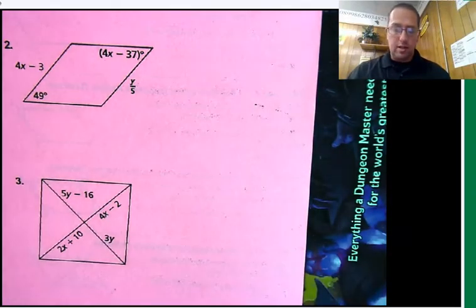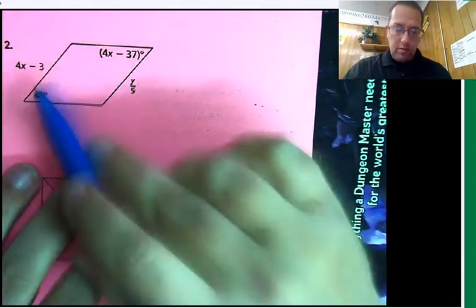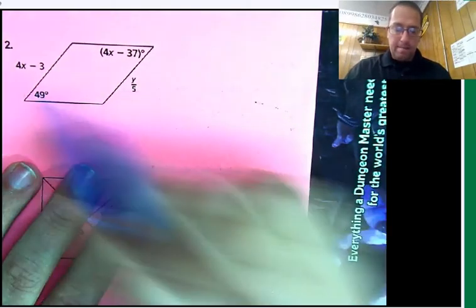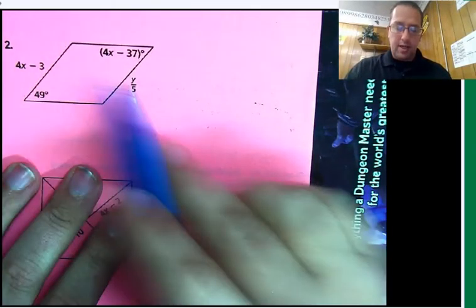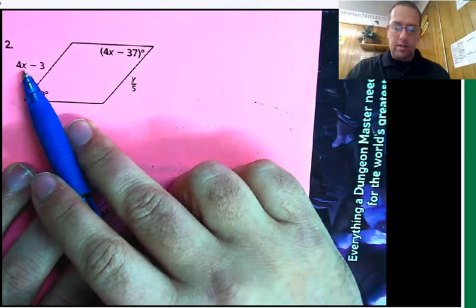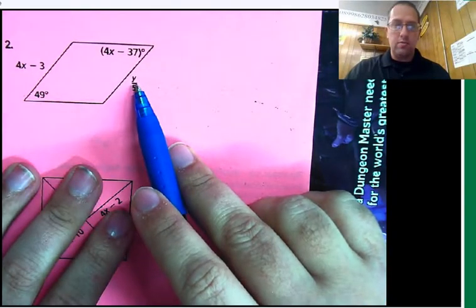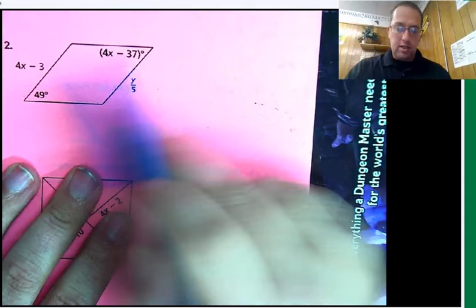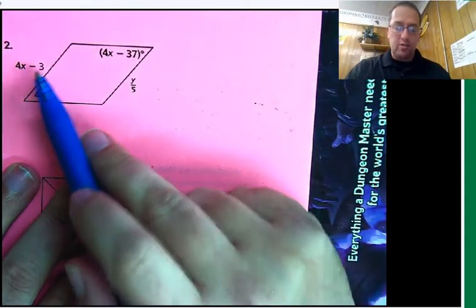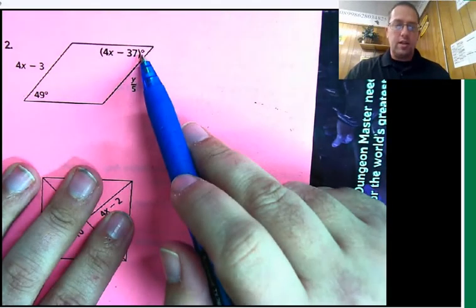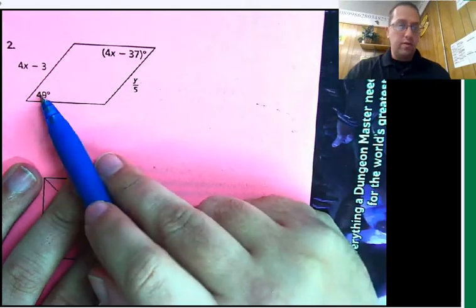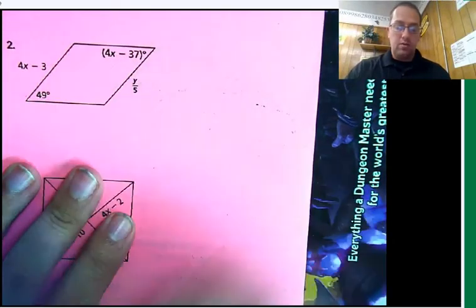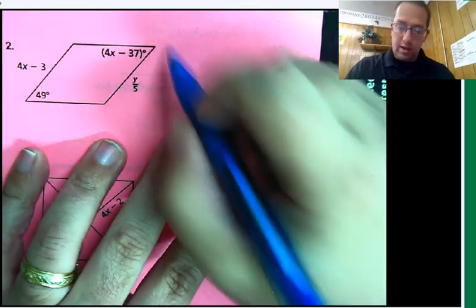All right, let's see how you did. Once again, we have x's and y's. Opposite sides are congruent, but I can't do that yet because I don't know what x or y equals. Let's see, this x, I can't set it equal to that x because this one's a side and that one is an angle, but I do have an opposite angle. Opposite angles are congruent, so we can do that.